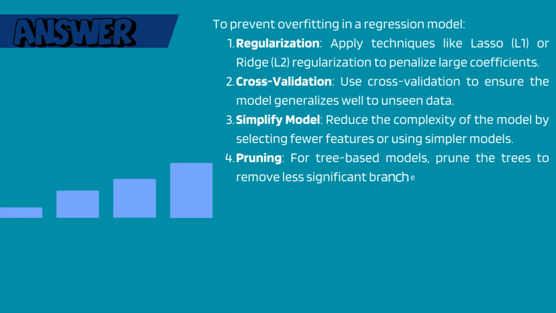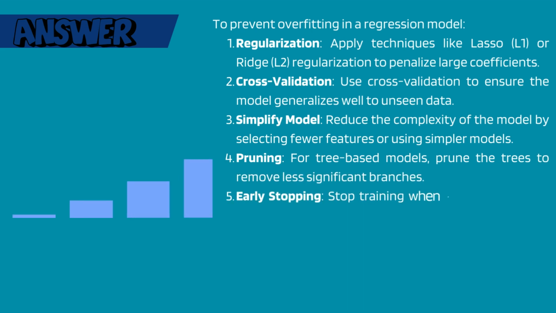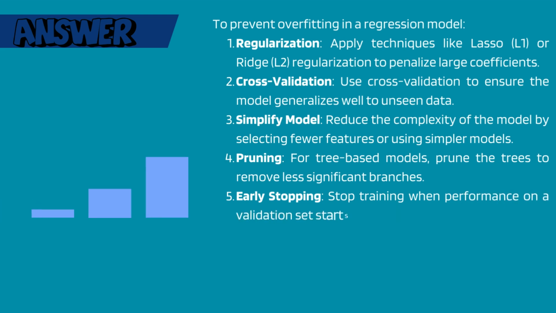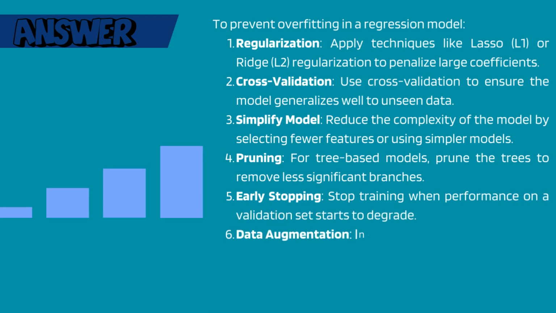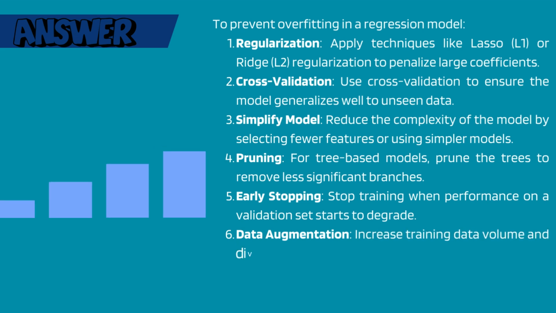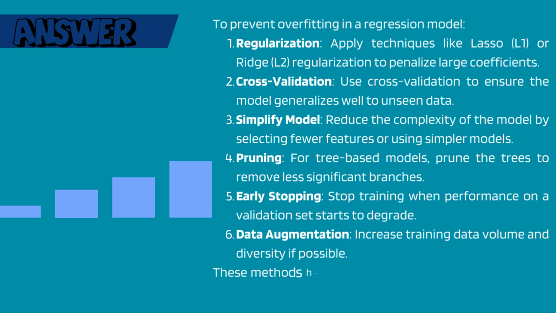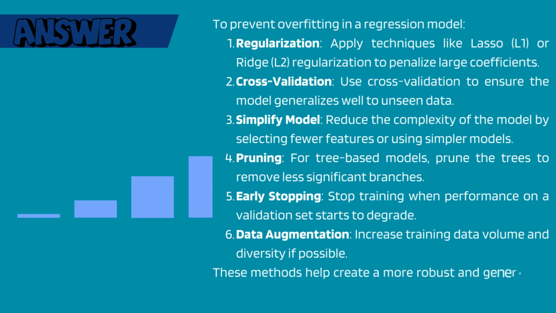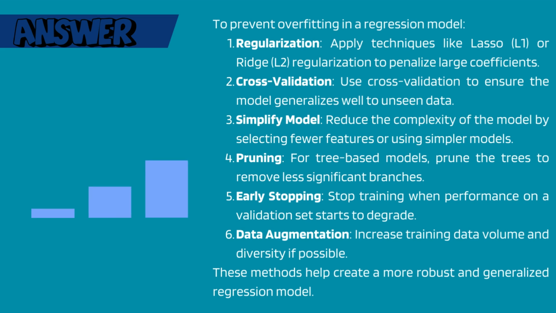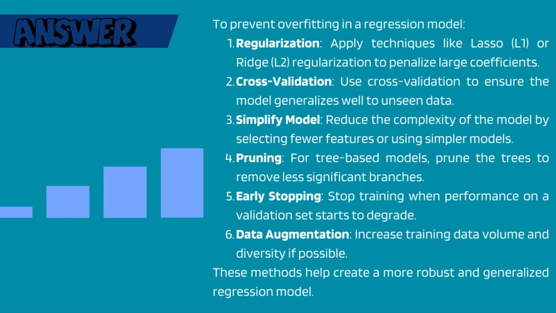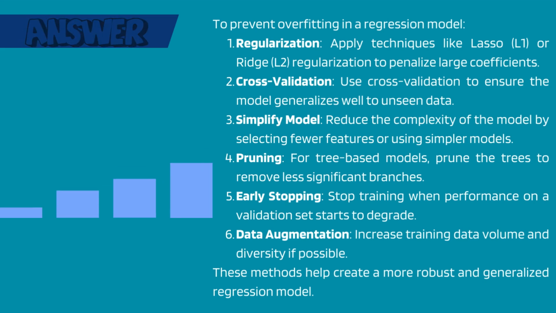Pruning, for tree-based models, prune the trees to remove less significant branches. Early stopping, stop training when performance on a validation set starts to degrade. Data augmentation, increase training data volume and diversity if possible. These methods help create a more robust and generalized regression model.